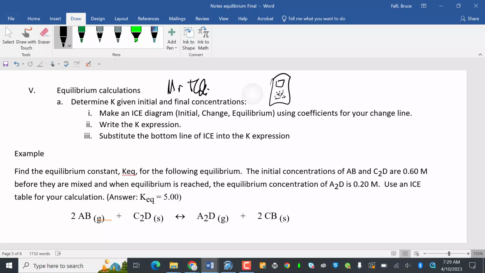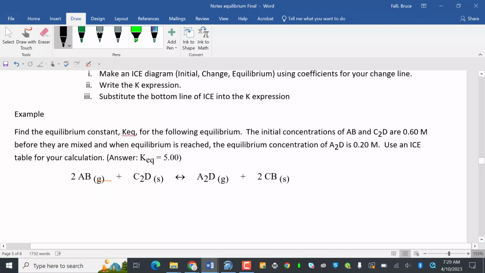So, equilibrium calculations. Determine K, given initial and final concentrations. Make an ICE diagram using coefficients from your change line. Write the K expression, which we do already, and substitute the bottom line of ICE into the K expression. So let's take a look.